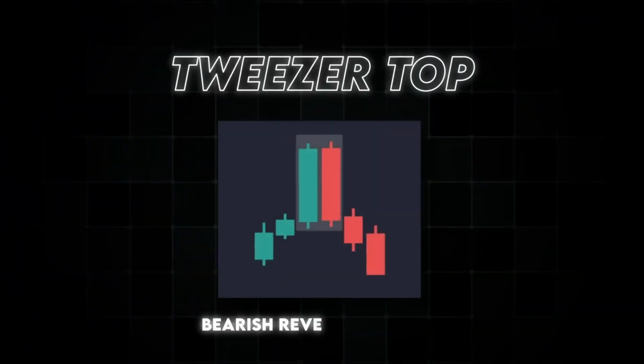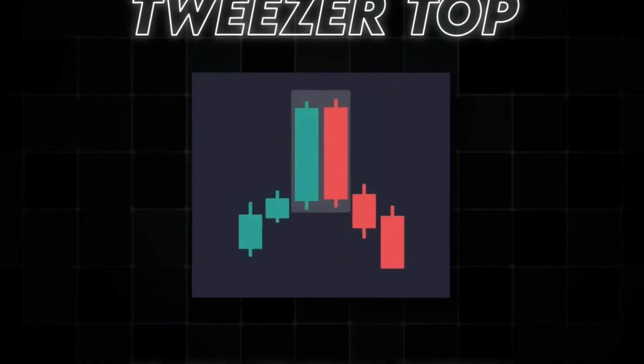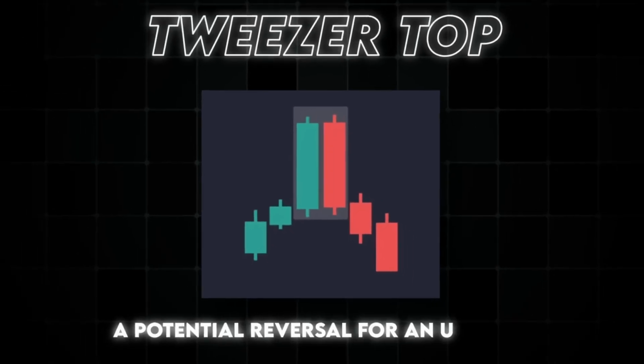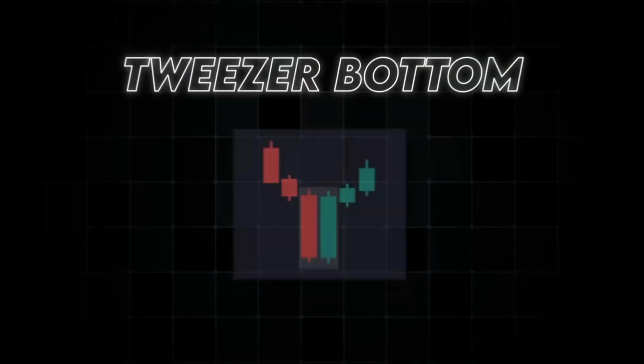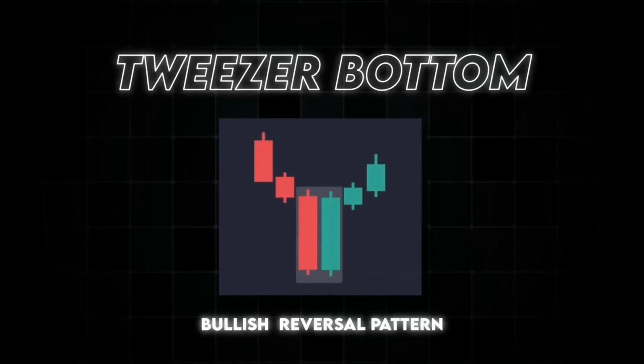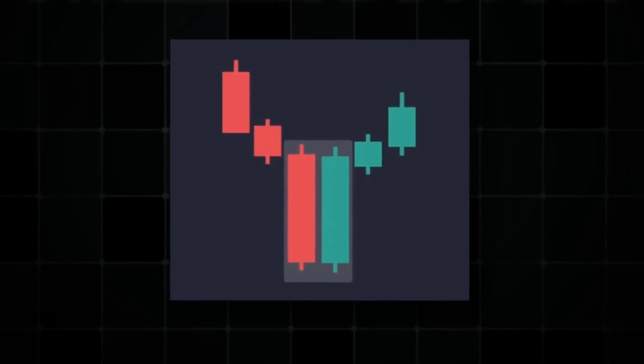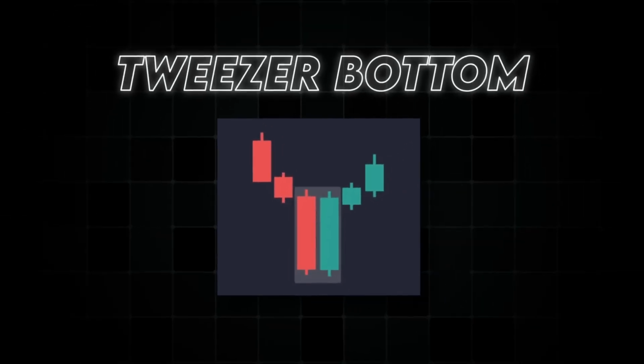Next, we have tweezer tops and tweezer bottoms. So I actually use these in my strategy, but not as much as the other ones that I have explained, but they are effective. A tweezer top is a bearish reversal pattern characterized by 2 or more consecutive candles with similar highs, indicating a potential reversal from an uptrend. And then a tweezer bottom is the bullish counterpart with 2 or more consecutive candles with similar lows, suggesting a reversal from a downtrend.